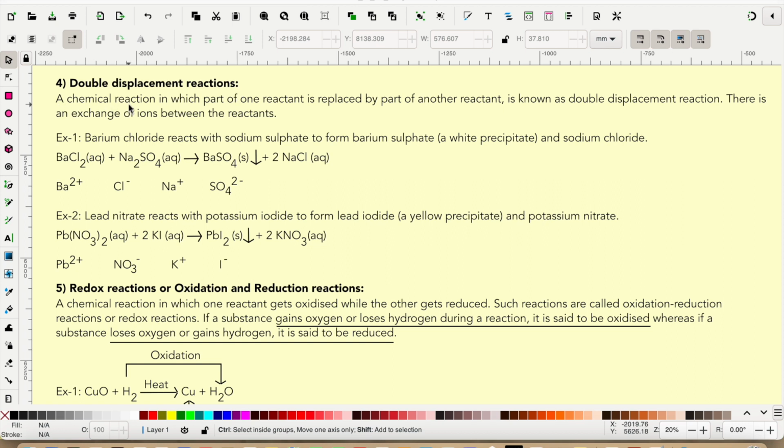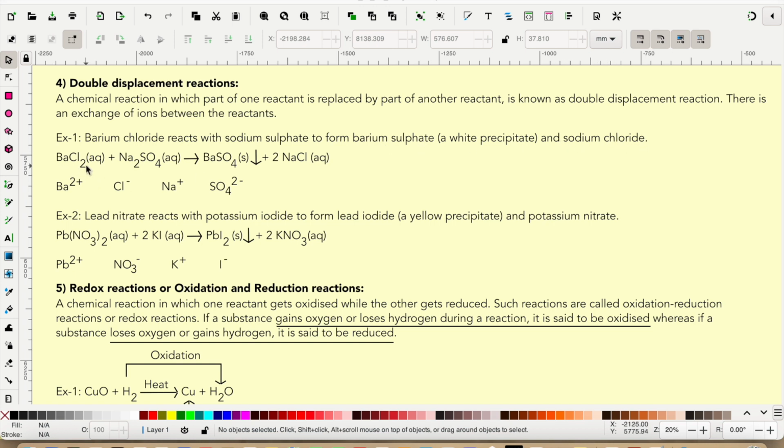A chemical reaction in which part of one reactant is replaced by part of another reactant is known as a double displacement reaction. There is an exchange of ions between the reactants. Let us understand this with the help of these examples. Barium chloride reacts with sodium sulfate to form barium sulfate and sodium chloride.